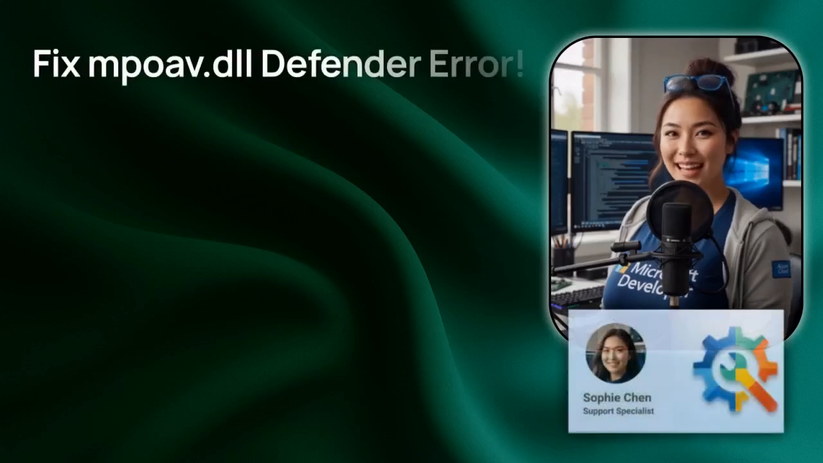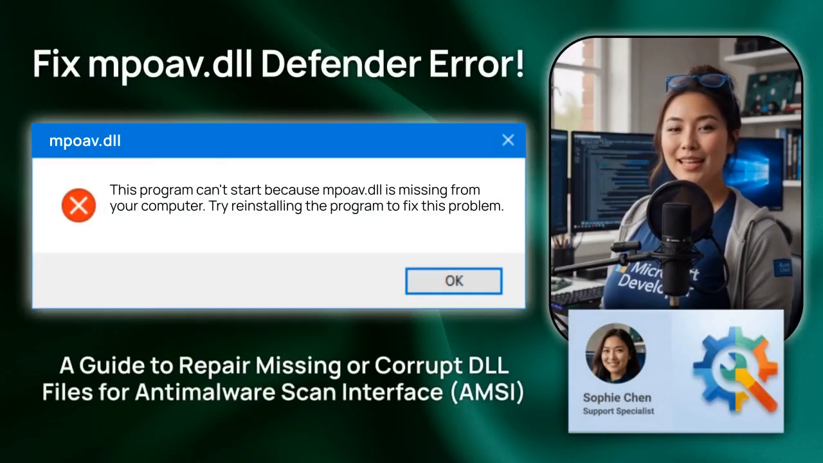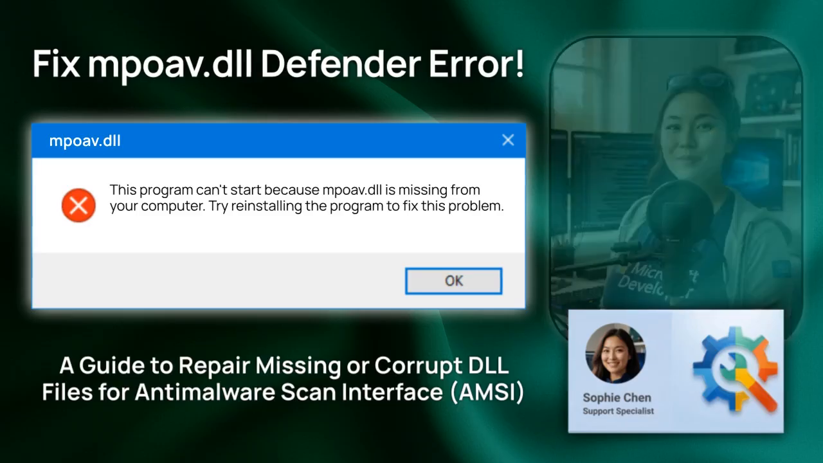Is your Antimalware Scan Interface AMSI apps broken by the Mpoav Library DLL? I'm Sophie Chen, a Windows system specialist. Let's walk through the automated process to fix your installation.